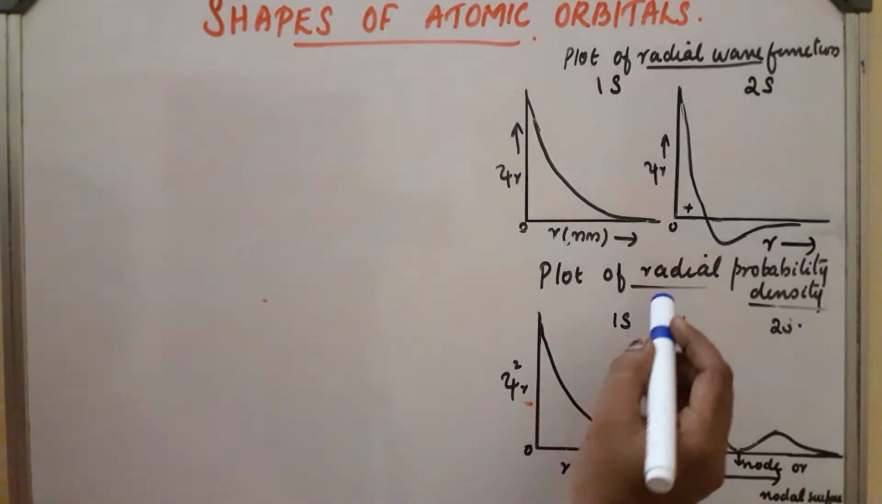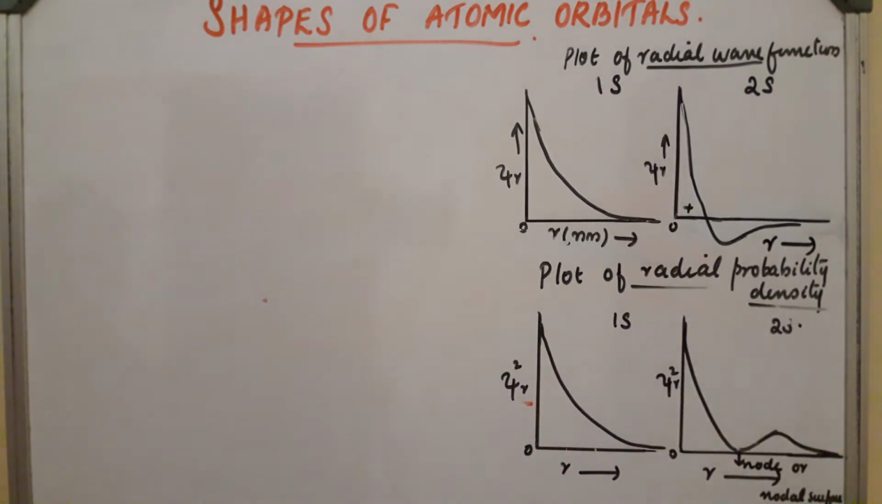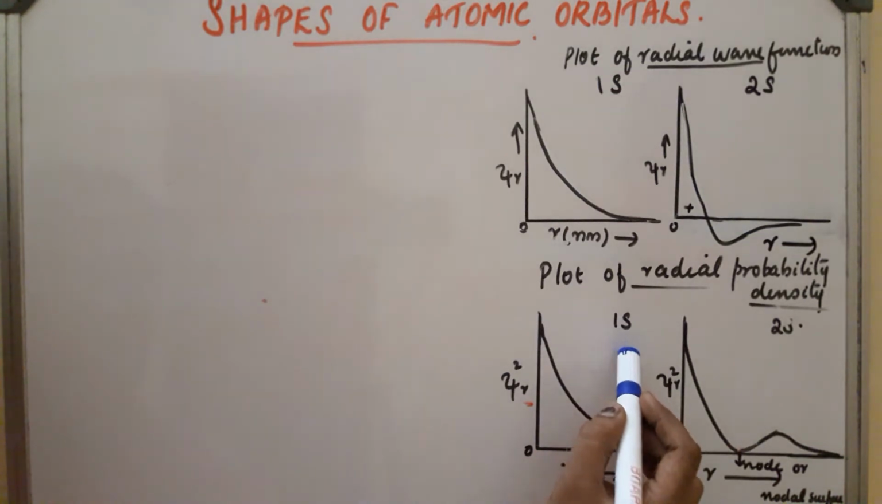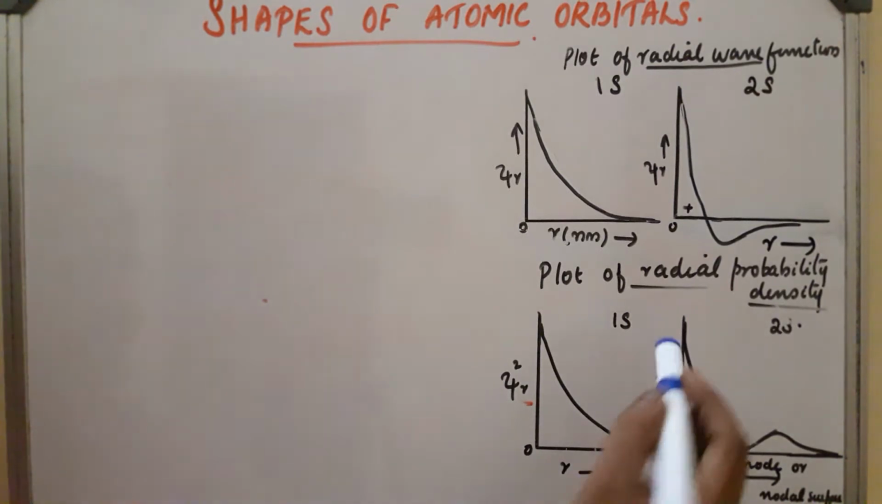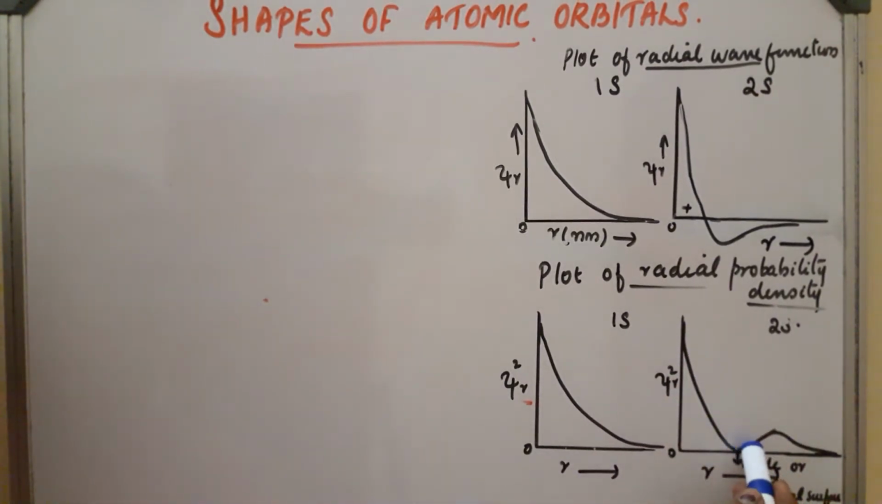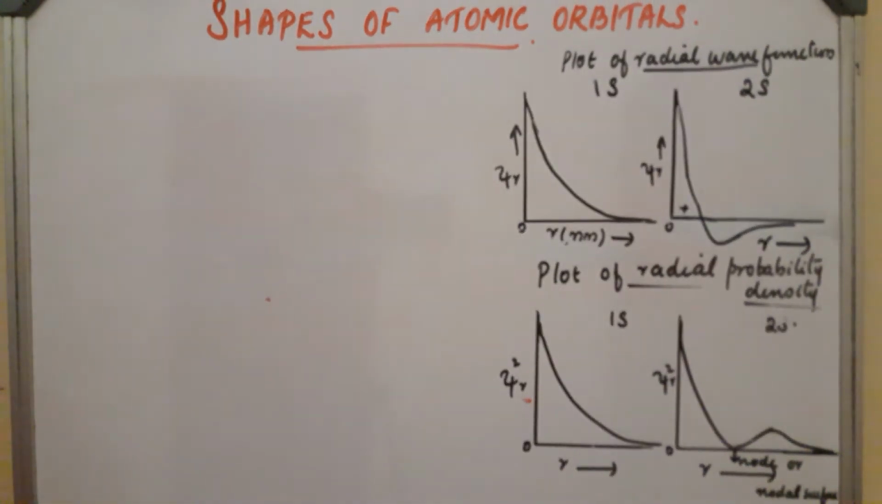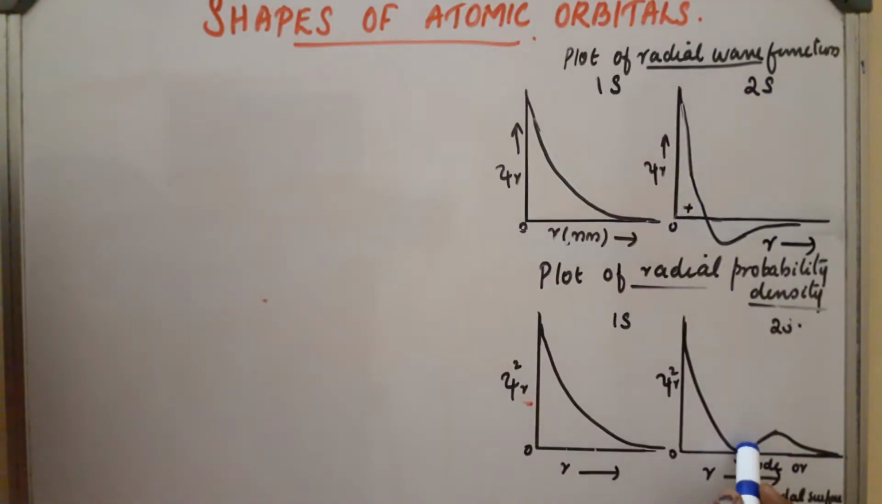Now, let us discuss the radial probability density curves. Radial probability density is psi r square against r. We get the same graph as in the case of the radial wave function for 1s orbital. But in the case of 2s orbital, we can see that first it decreases and reaches a value of 0. So here the probability density is 0, then it increases and again decreases to 0. And the point at which psi r square reaches 0 is called a node.